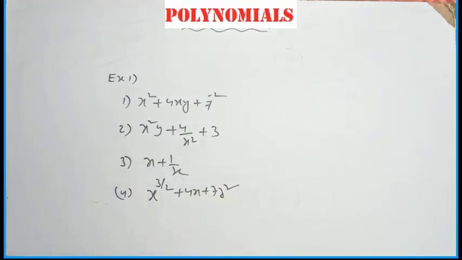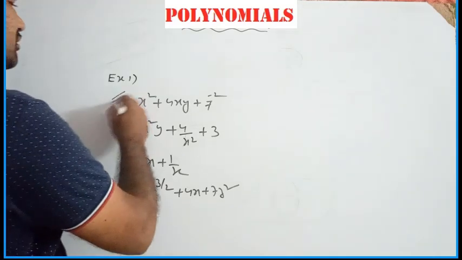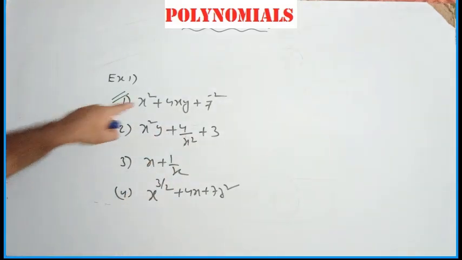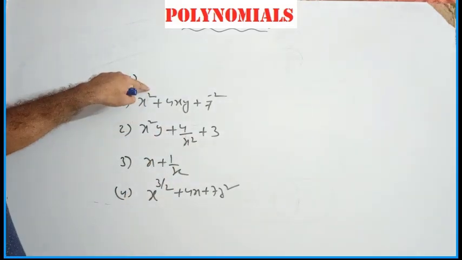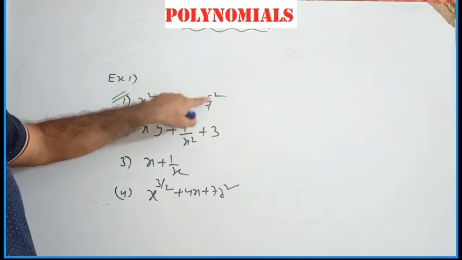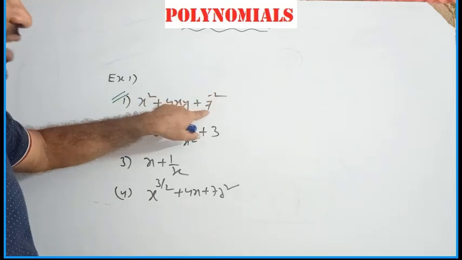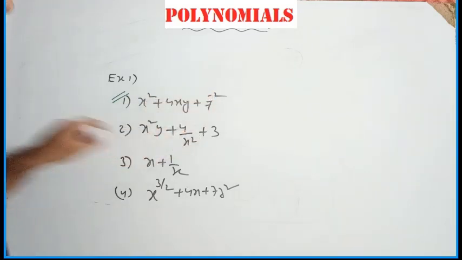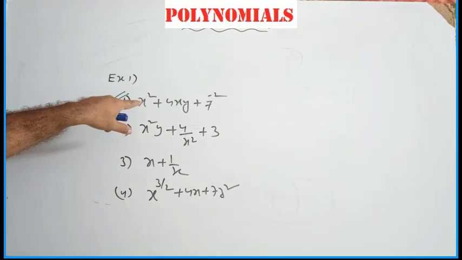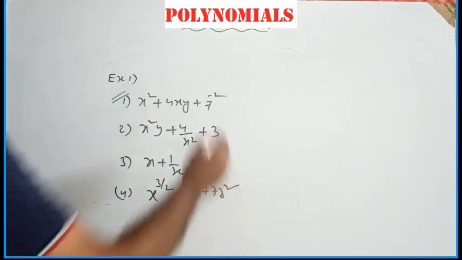Here is one example problem. Identify which of the following are polynomials. See the first one. First of all you want to see the powers of variables. X, okay, 2, a whole number. X and y, 1, whole numbers. Minus 2 is the power of a constant, not a power of a variable. So all the powers of variables are non-negative integers. So this is a polynomial.